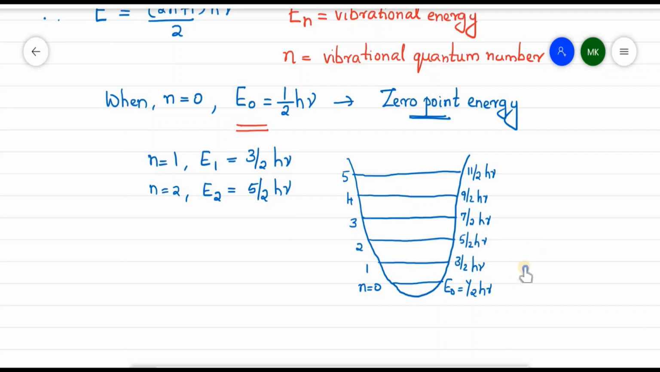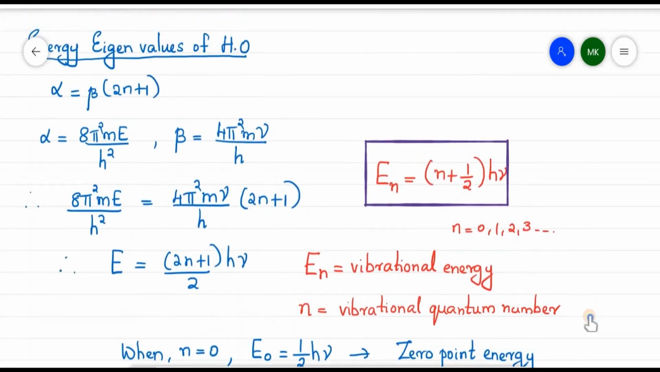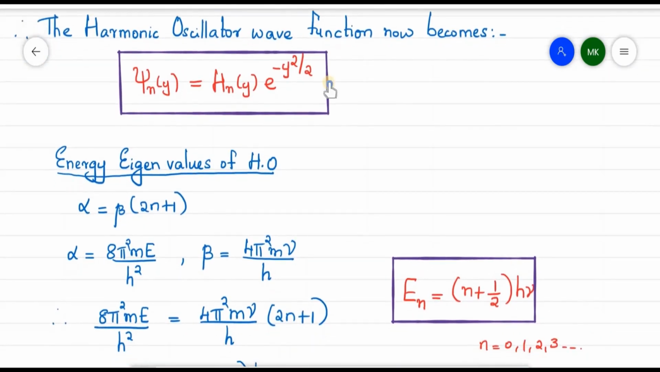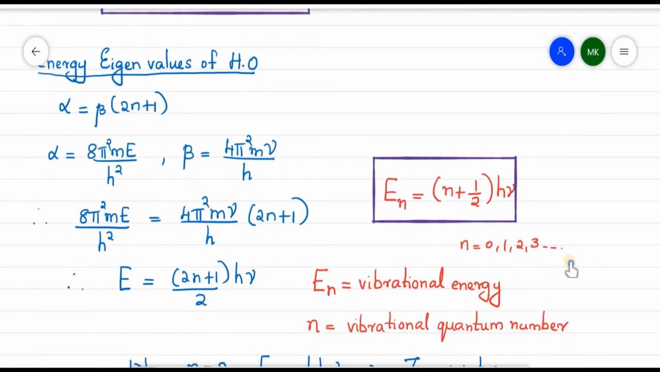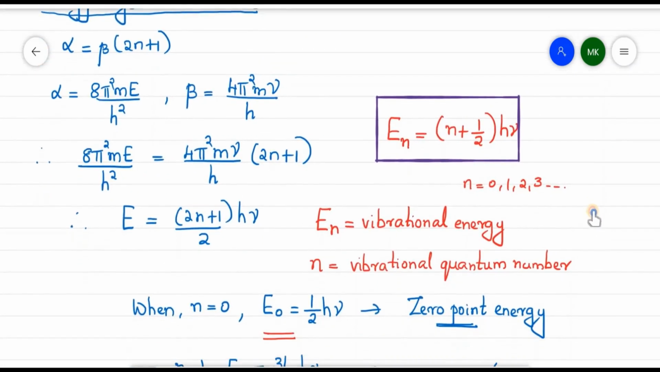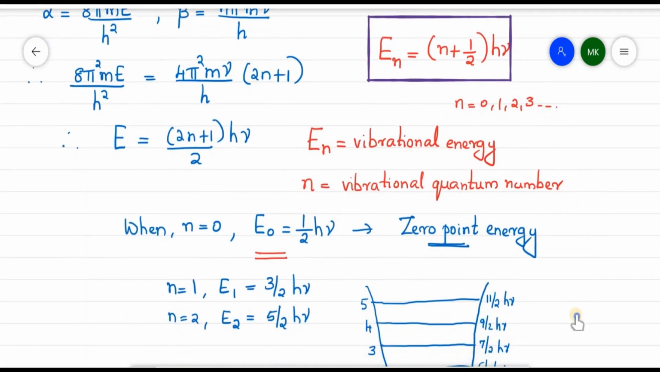are equally spaced. So we have obtained the harmonic oscillator eigenfunction, that is the wave function, as psi n of y equals Hn of y e raised to minus y square by 2, where Hn is the Hermite polynomial, and the energy eigenvalue is given by En equals (n plus half) into h nu, where n is the vibrational quantum number, h is the Planck's constant, and nu is the frequency of oscillation. E is known as the vibrational energy.